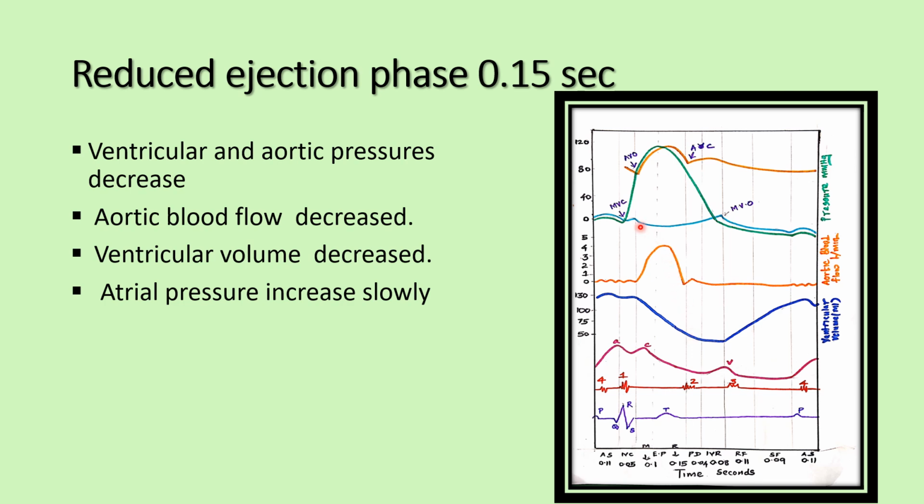Atrial pressure increases slowly during this phase, and the T wave is seen in this reduced ejection phase. The reduced ejection phase ends with the closure of the aortic valve. So this reduced ejection phase is the longest duration in the ventricular systole, 0.15 seconds.